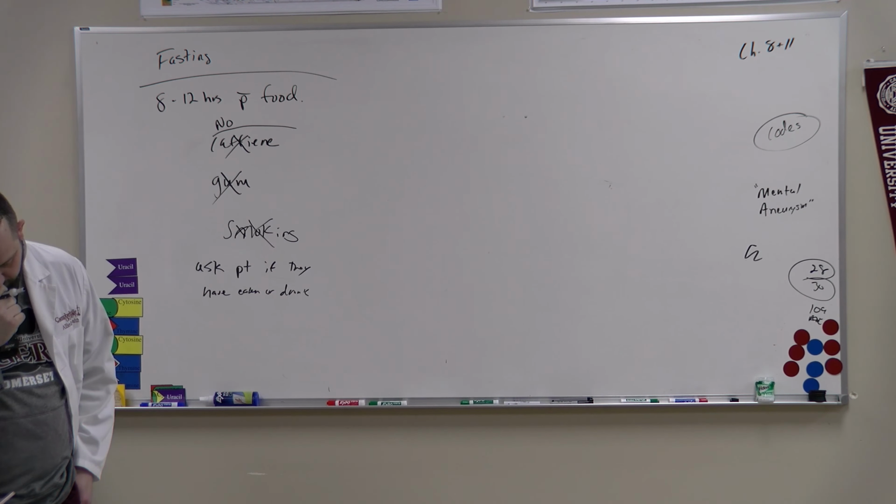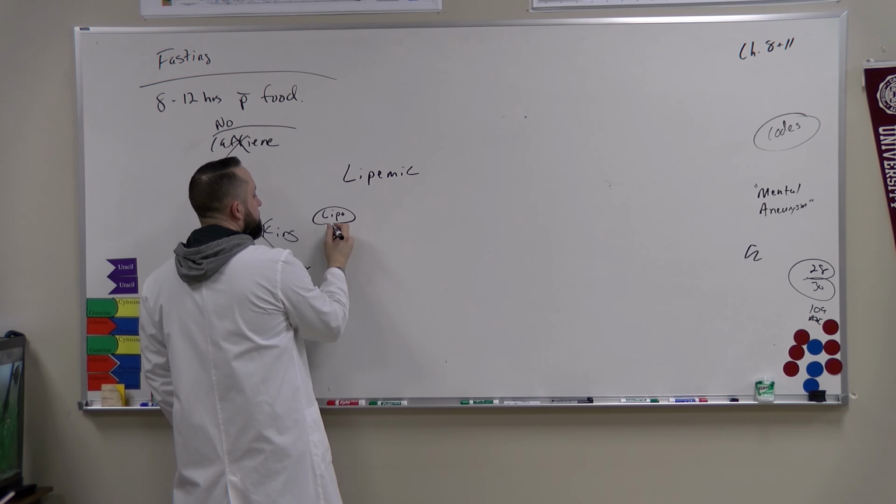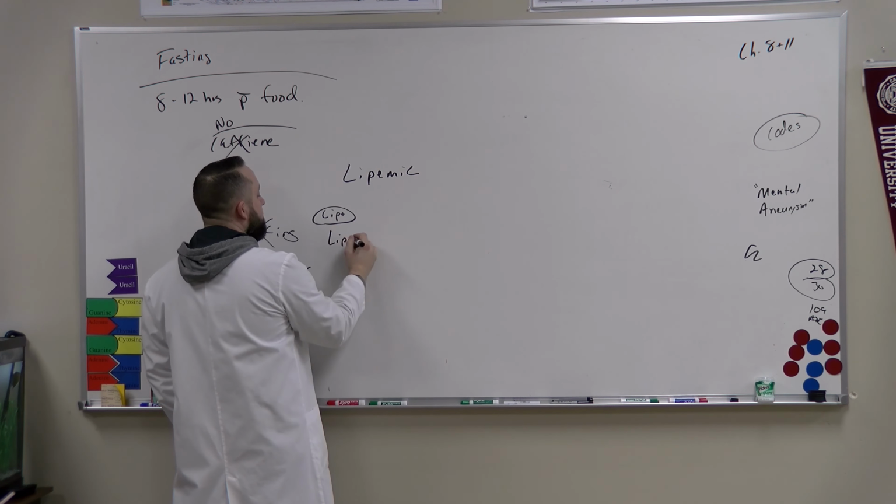Okay, lipemic, that word, you'll see it again. You'll see it in a couple test questions probably. What does lipo mean? Fat, right? Yeah, a lipoma is a fatty tumor. Liposuction is the removal of fat. A lipemic sample is a fatty blood sample. And your blood can actually look a little yellow and cloudy when there's too much fat in it.